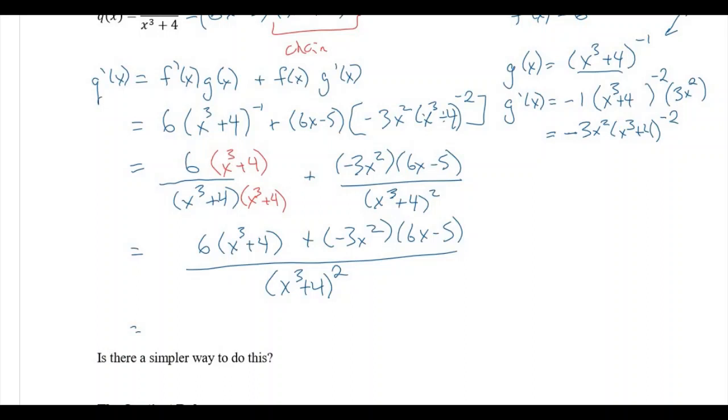And now we just need to simplify the top. That's going to be 6x cubed plus 24, minus 18x cubed, and then plus 15x squared.